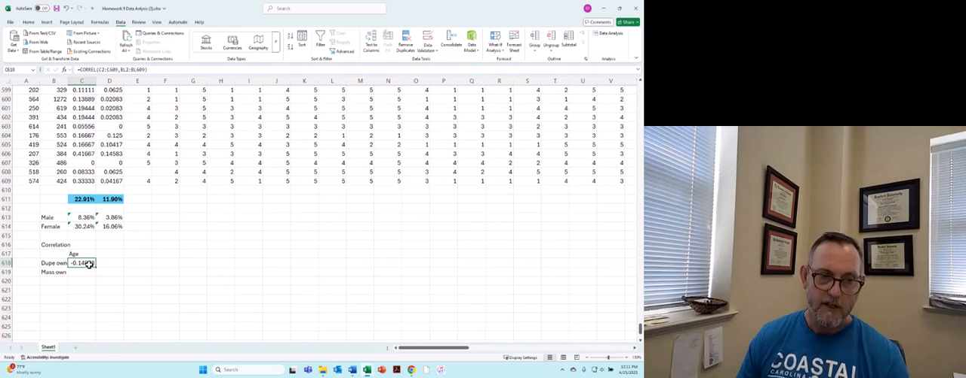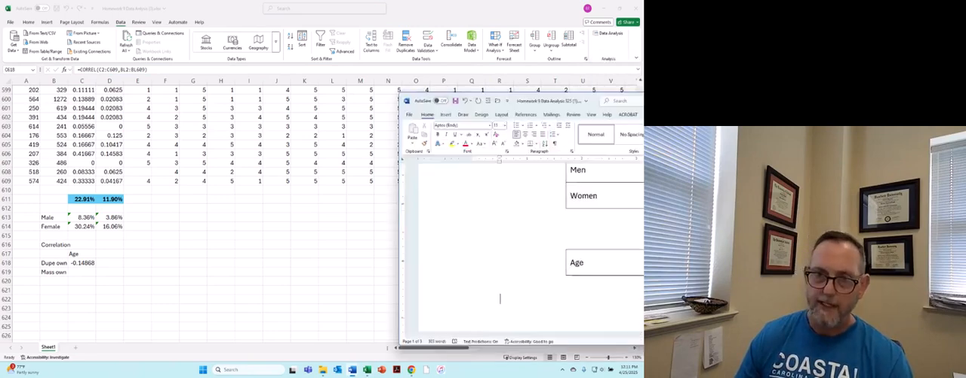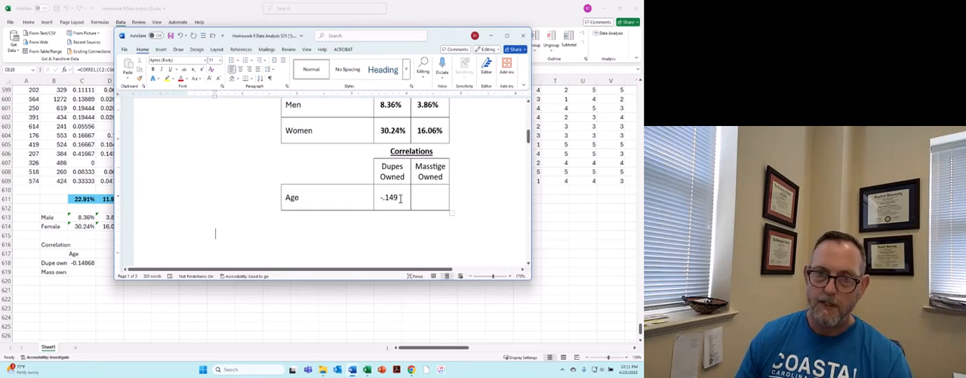Okay, so this is correlation. It's not a percentage. It's negative 0.148, and you can round that. 149 is probably what we'll do. And it's negative, so it's negative 0.149, right? That's it. And again, that's going to go into this box right in there.